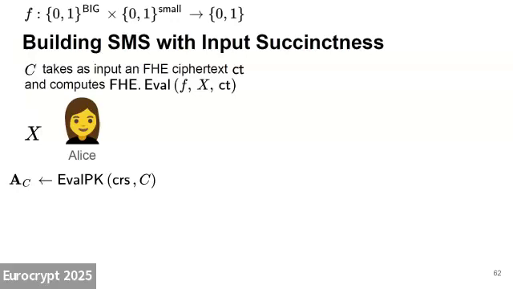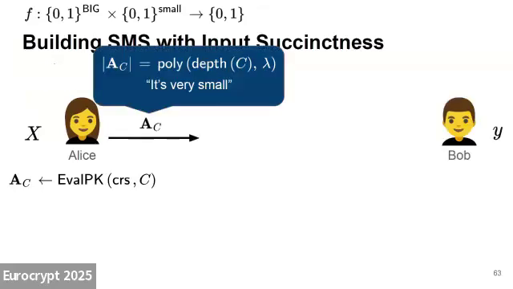And using the circuit C, she will derive a commitment to the circuit using the eval-PK algorithm. This will be her public encoding that she sends to Bob. And the thing to note here is that it is polynomial in the depth of the circuit C and the security parameter, and so it's independent of Alice's input length, X.